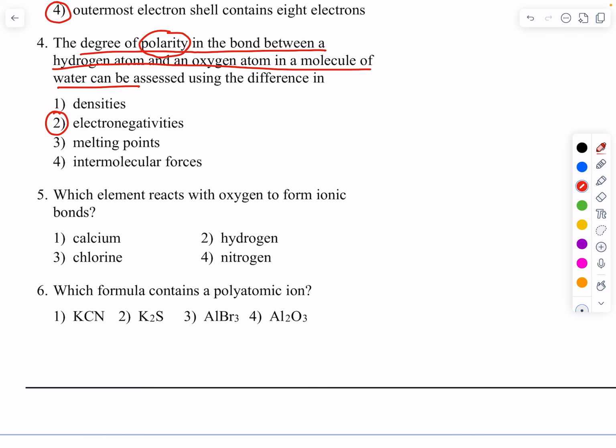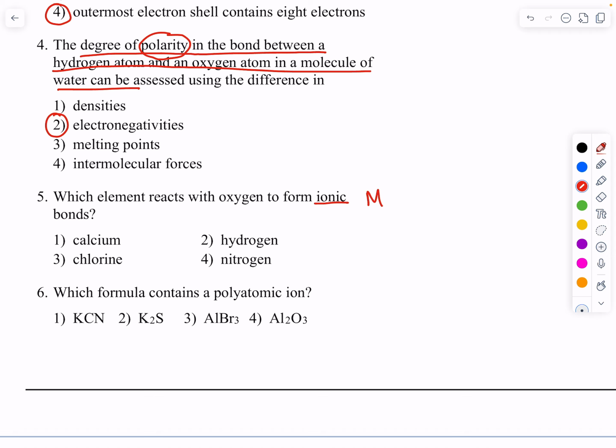Which element reacts with oxygen to form ionic bonds? Ionic is a metal and a nonmetal. Oxygen we know is a nonmetal, so I'm looking for the choice that has a metal. The only choice that lists a metal is choice 1.